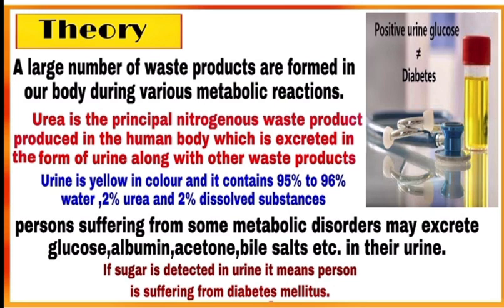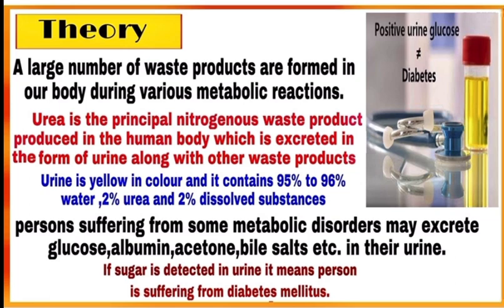Theory of the experiment. As you know, so many metabolic reactions take place in our body and a large number of waste products are formed during these various metabolic reactions. Out of all waste products, urea is the principal nitrogenous waste product which is excreted in the form of urine along with other waste products. Urine is yellow in color and it contains 95% to 96% water, 2% urea and 2% other dissolved substances.